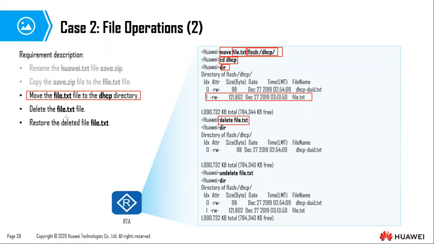To delete, the next one is we need to delete the file. So the command is delete, then the file name and the extension. So if we do dir now in the folder DHCP, we can't find file.txt. To undelete, we know what undeleting is: to restore the deleted file. So if we undelete, we can see that it comes back.